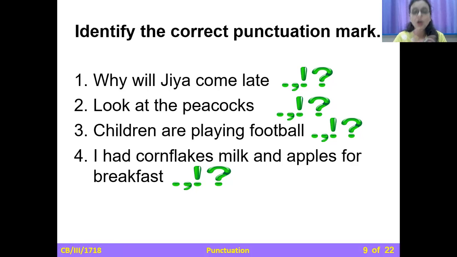Yes, so this is how we use these four punctuation marks in our sentences.